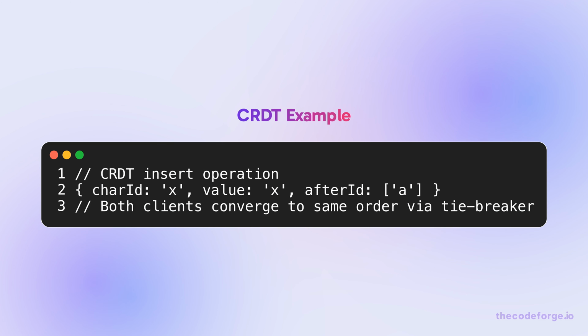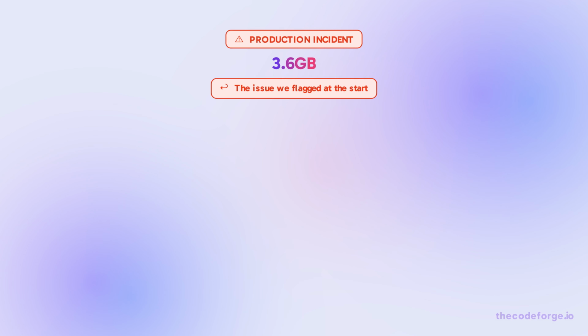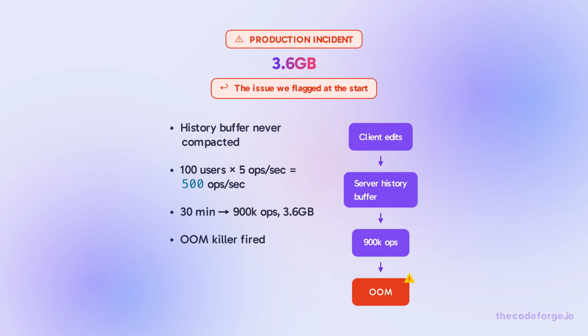In CRDTs, each character has a unique ID and references its predecessors. Operations are commutative, so clients converge without a server. However, metadata grows with tombstones, requiring garbage collection. This is the same issue we highlighted at the start.